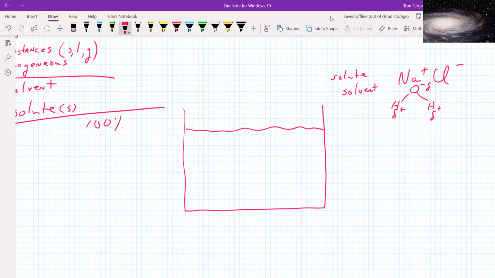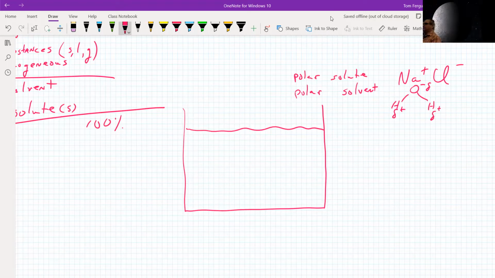Okay, so we have a polar solvent and a polar solute. Now, there's an expression that's commonly used: like dissolves like. So, in this case, polar dissolves polar. So we've got a polar solute and a polar solvent. So do you think salt will dissolve in water?